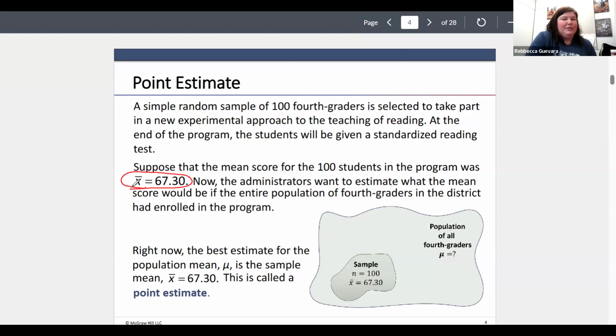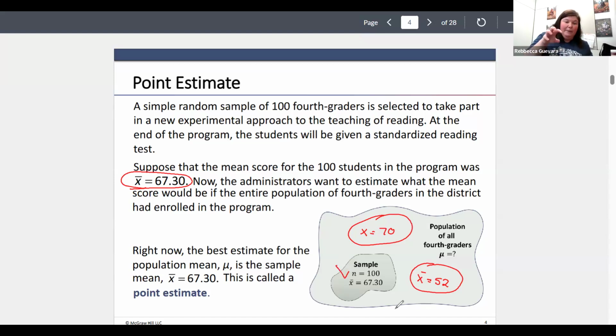Now administrators want to estimate what the mean score would be if the entire population of fourth graders in the district had enrolled in the program. Like I said, this is one sample, but we know we could take other samples. We would get other possible means. And not all of them are necessarily going to be 67.3. They're going to be pretty much all over the place. Right now, the best estimate that we have for the population mean is just that sample mean, the one sample we took.